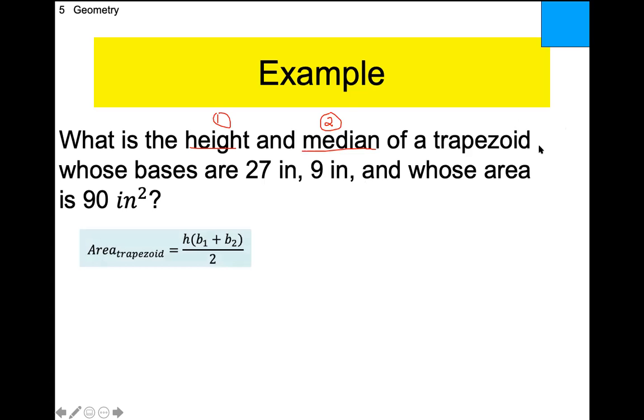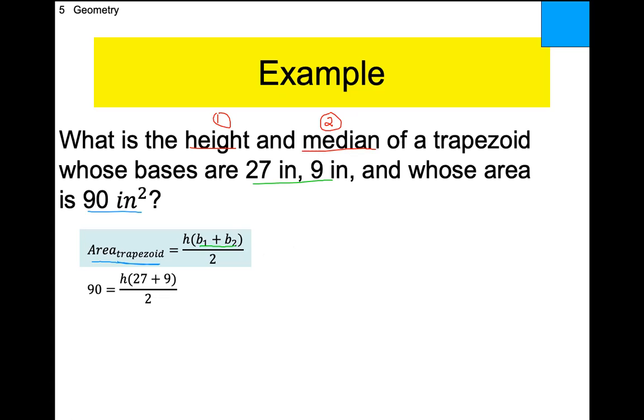So maybe we start off with our normal trapezoid formula and plug in what we got. We're given 3 pieces of information here. The area is 90, so I can replace this with 90. We're given the 2 bases, 27 and 9, so I could replace that with 27 and 9. And what I would be missing is the height. Well, that's good. I can solve for that. So all I'm going to do is plug in those numbers. Matt, do you see what I just did?